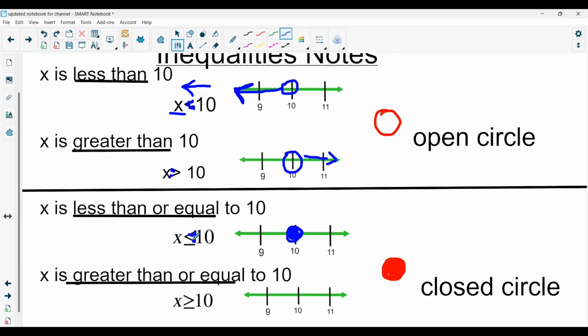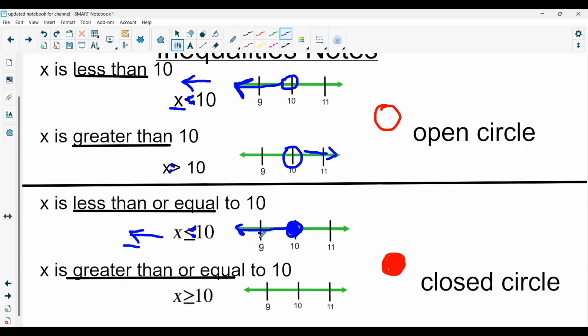That means X is smaller. What number is smaller than 10, 9 or 11? 9 is smaller than 10, so we know it's going this way. And once again, if you want to use my other method, your sign, it looks like this. If I draw an arrow from it, this arrow matches this side, so we are right.